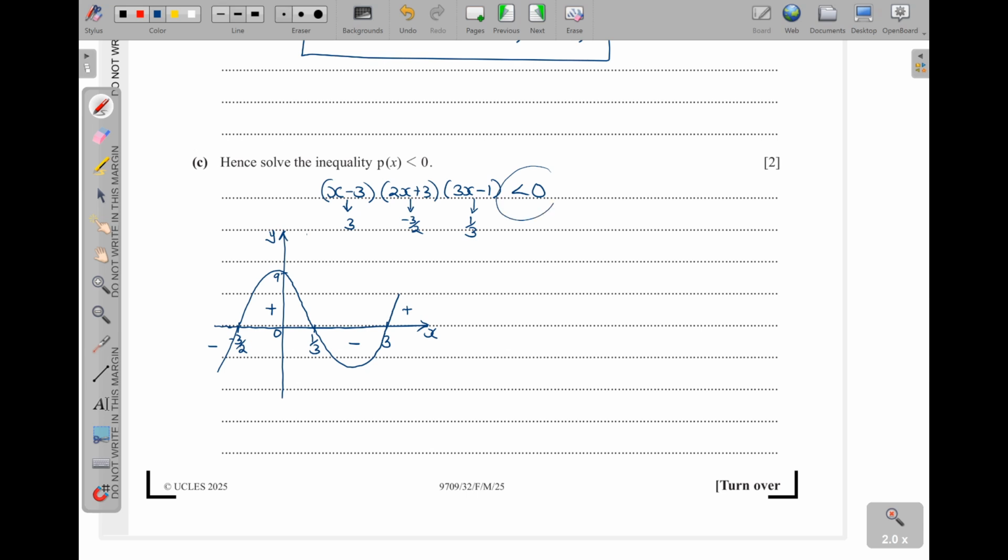But we need regions where it is less than 0, where it is negative. Then we can conclude that it is here and then here. So this is going to be our answer. x is less than negative 3 over 2, or a third less than x less than 3. So those are going to be our answers.